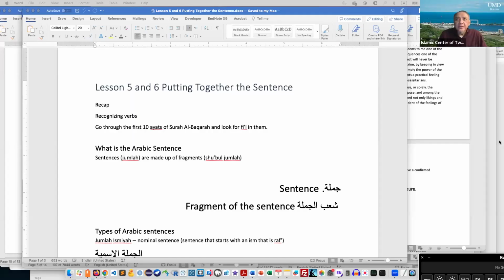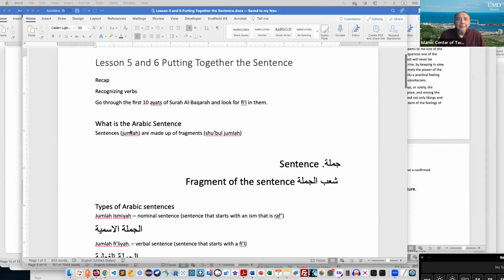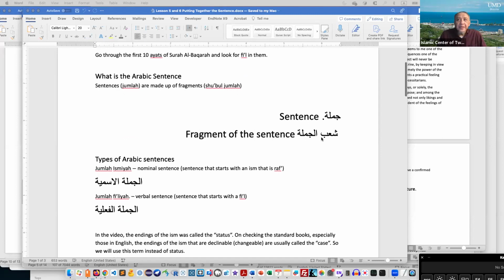So as you can see, we've got jumla fi'liya. Actually, there's one more thing that we talked about as well. The jumla is the sentence, right? And then there are parts of the sentence, the shibh al-jumla, okay, which are the fragments of the sentence. Shibh means parts of or sections of. So shibh al-jumla is the section or fragment of the sentence. We'll talk about that as well. Okay? We're going to use that understanding in a bit.